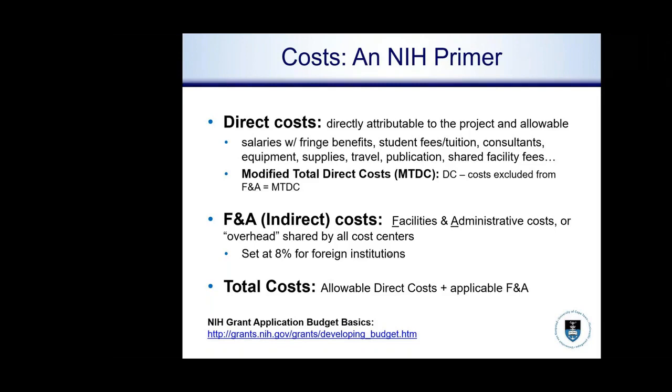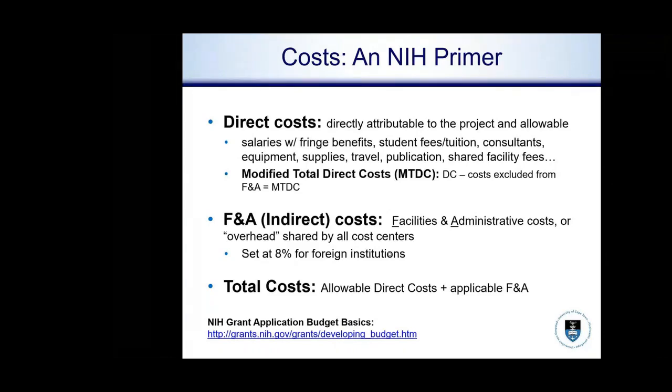This is what you will use to determine your facilities and administrative costs or indirect costs as indicated below. Some costs are excluded from this calculation. That includes items such as equipment, as well as some student fees, which are excluded from the total direct costs when determining your indirect costs. As indicated there, that's essentially your overhead or shared costs for your institution.